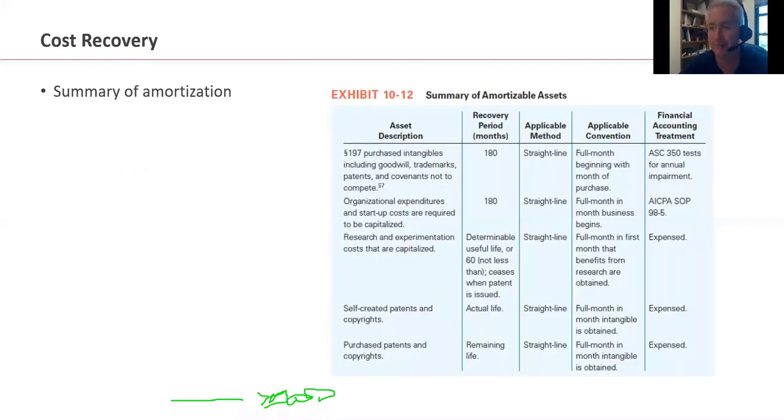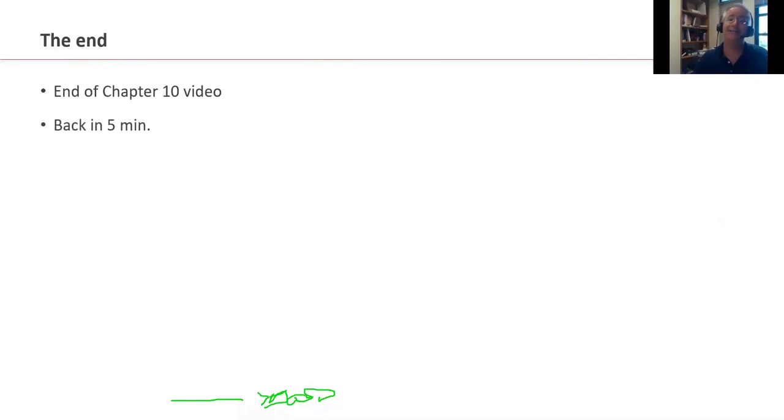Okay, here's a nice summary of amortization. It's right out of the book. I think it's helpful, so be sure you take a look at that before you get too far along. All right, that brings us to the end of chapter 10.